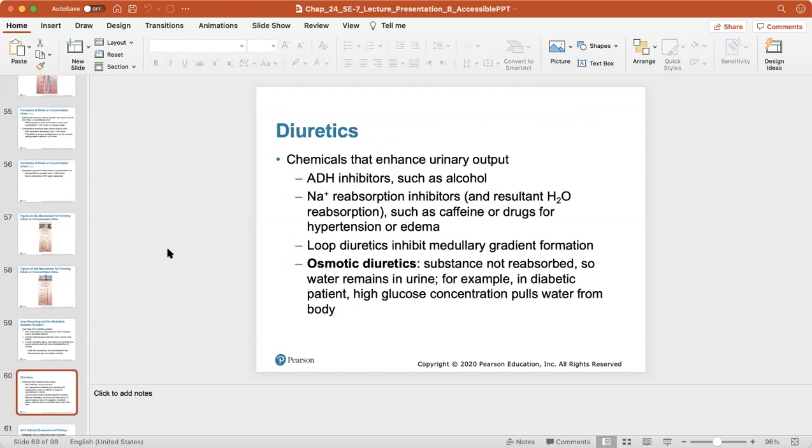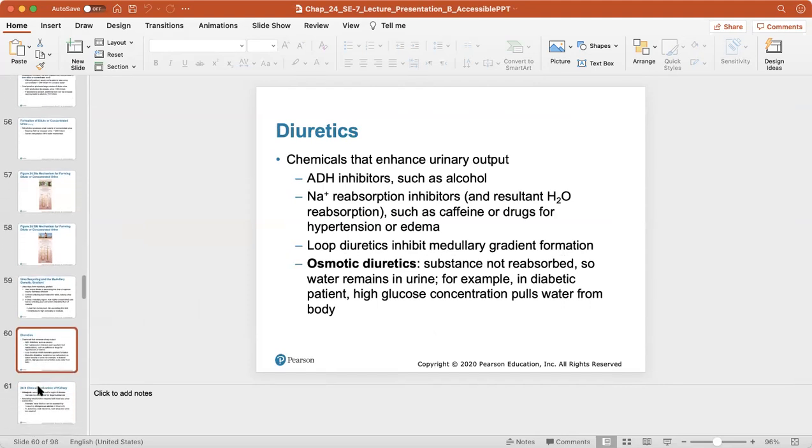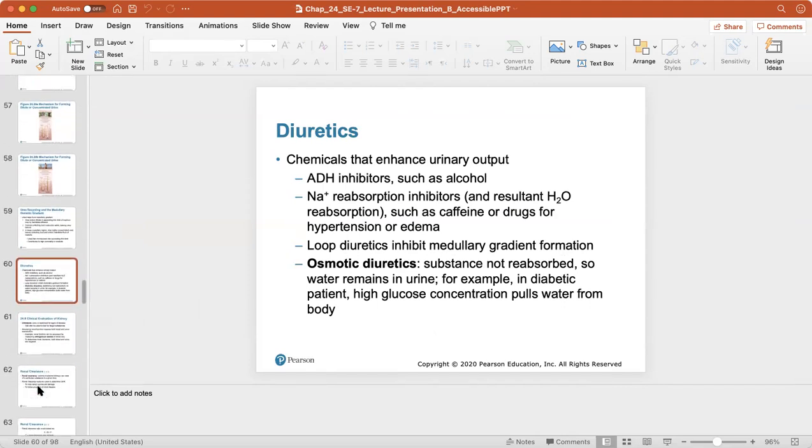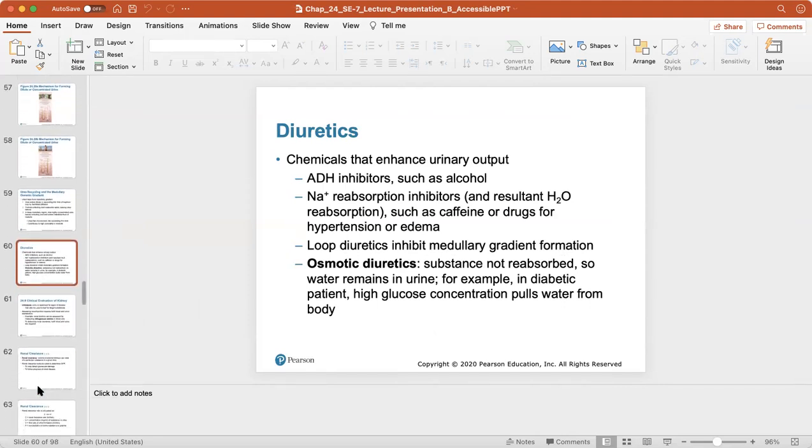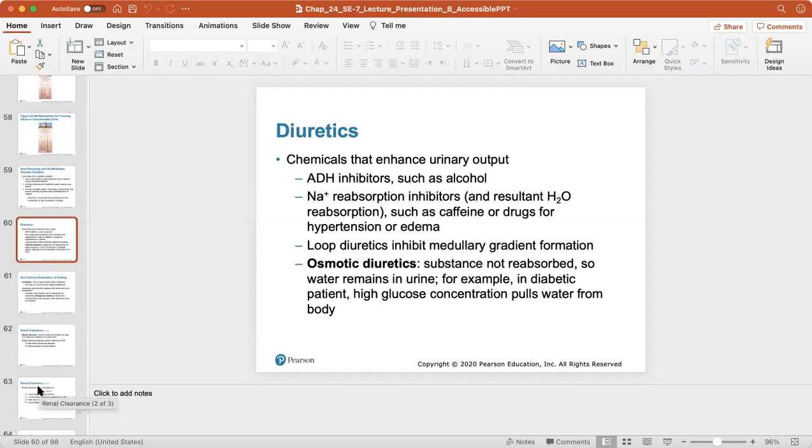A diuretic is any chemical that enhances urinary output. So an ADH inhibitor like alcohol, sodium reabsorption inhibitors such as caffeine, or drugs for hypertension or edema. Loop diuretics inhibit medullary gradient formation, and osmotic diuretics is when substances are not reabsorbed, so water remains in the urine. So for example, in a diabetic patient, a high glucose concentration pulls water from the body.